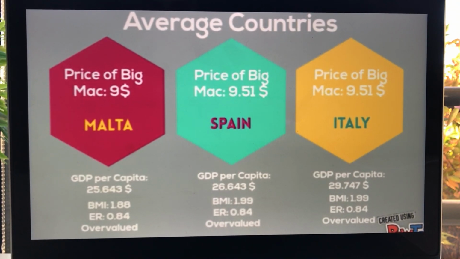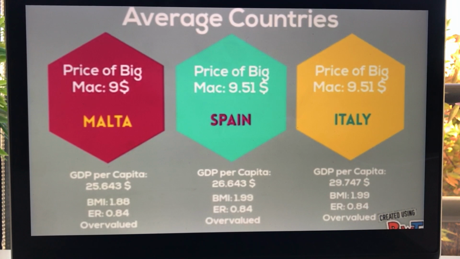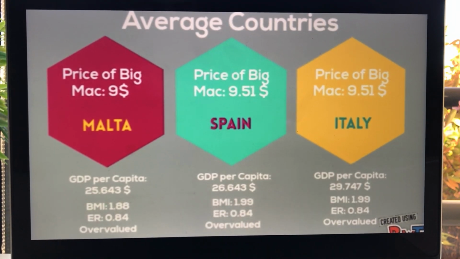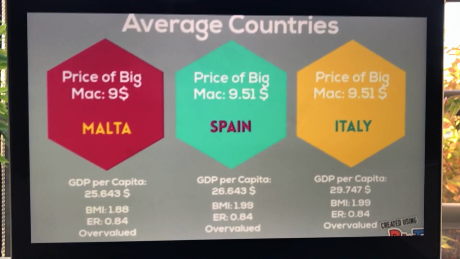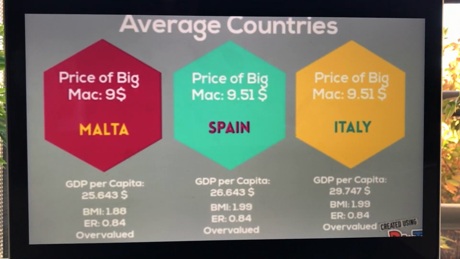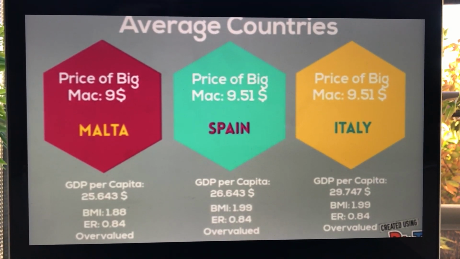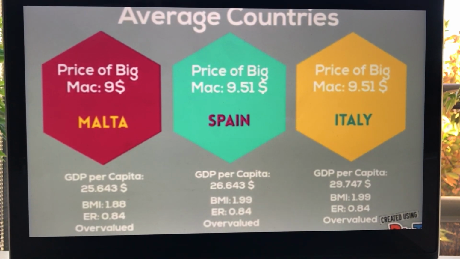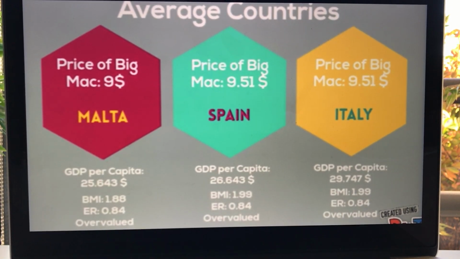The GDP per capita is $29,747. The exchange rate is 0.84, and the Big Mac index is 1.99. As we can see, since these three countries use the euro, the currency is overvalued against the dollar.